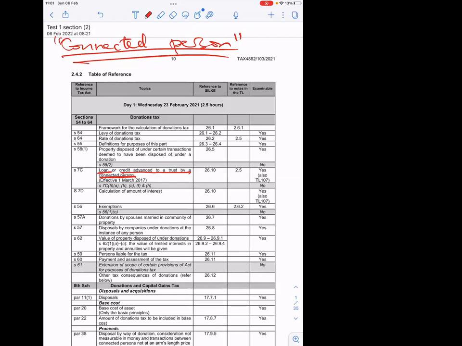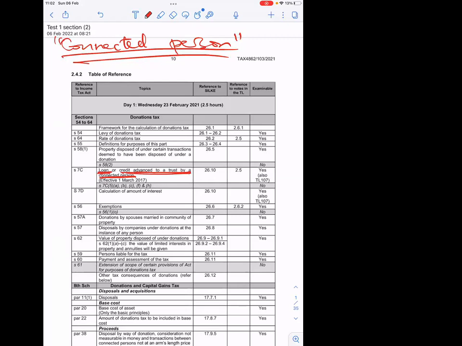All right, it's section 1. Section 1 is there at the beginning. That's the first section, where we define things. So we are going to define what a connected person is, right? A connected person to a trust, because of loan or credit advance to a trust by a connected person. So now you have to find out what a connected person in relation to a trust is.